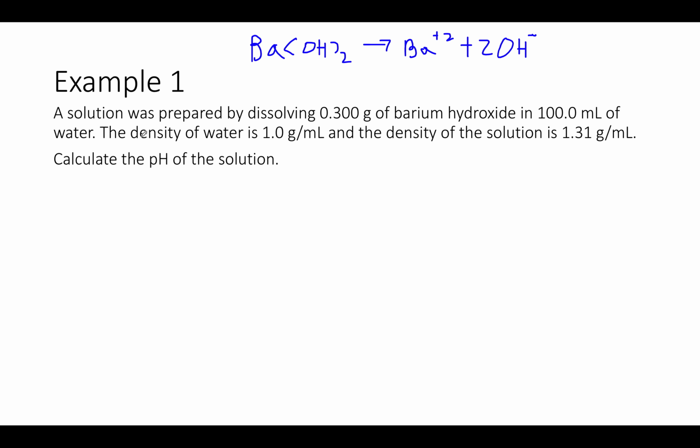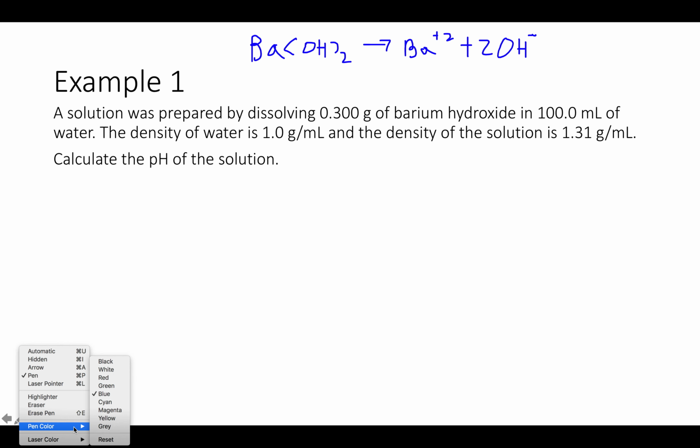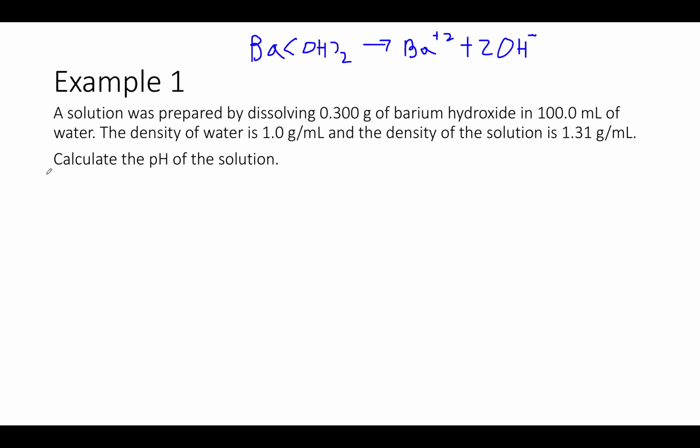If I want to calculate the pH of this solution, I first need to find the molarity of barium hydroxide in the solution. Then I can find the molarity of the hydroxide ion. Then I can find the pOH. Then I can find the pH. So it's going to be a multi-step problem here. The first thing to do is to calculate the molarity of barium hydroxide.